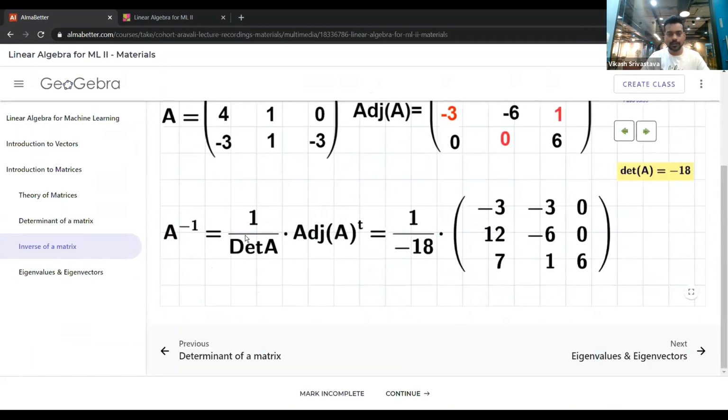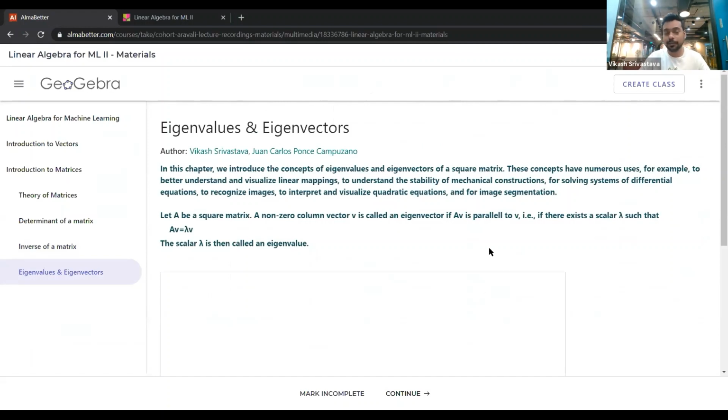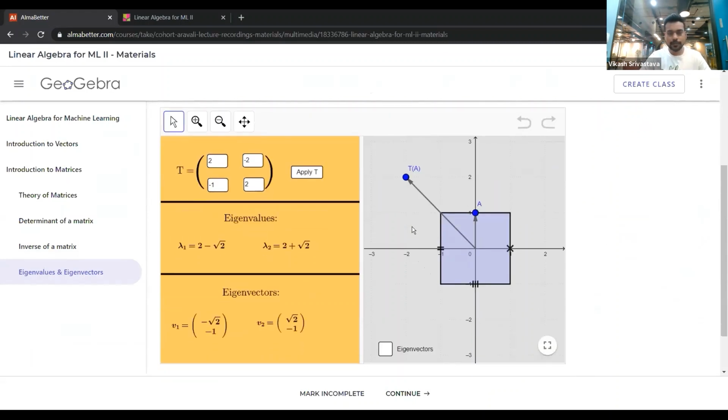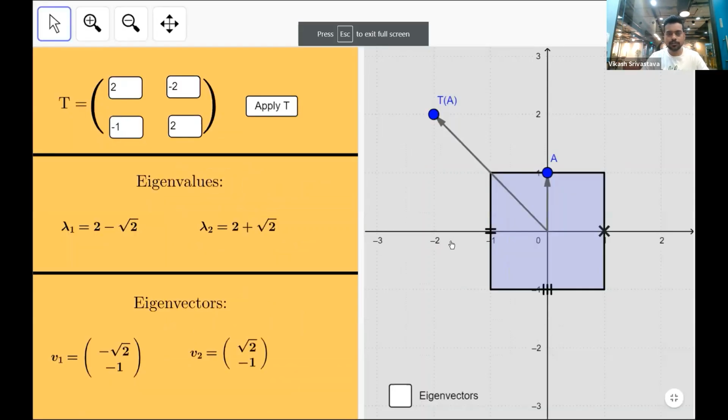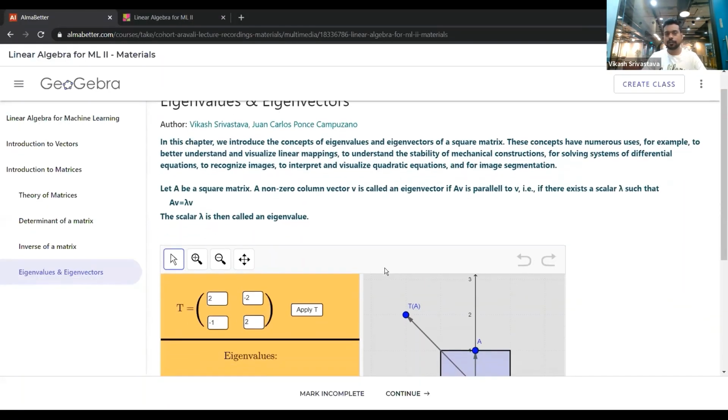Okay. So now let's move on to the next important topic. This is a very important concept, and I would like to spend at least 20, 30 minutes on this particular topic. So this is the concept of eigenvalues and eigenvectors. Okay, so let me just read this.